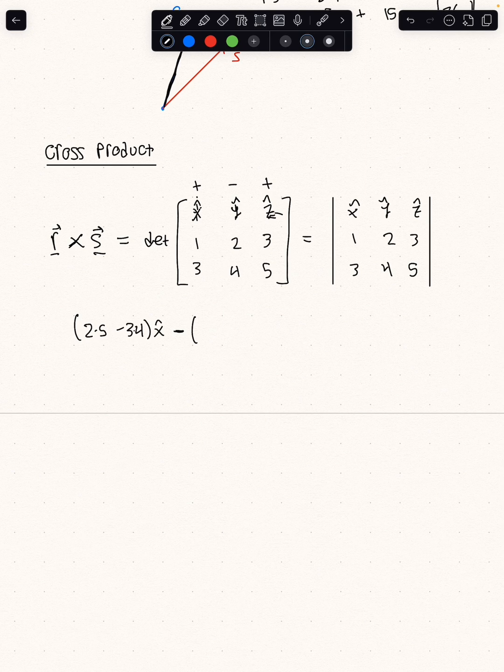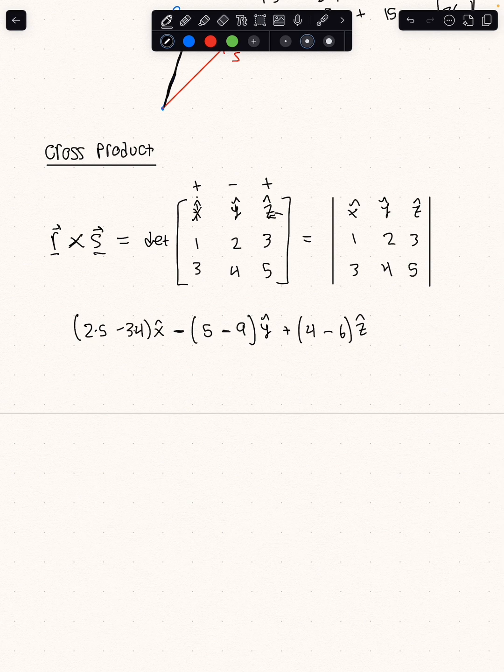And then you would do the same thing as before, but with now the middle column crossed out. So it'd be 1 times 5, so 5, minus 3 times 3, 9. And that is in the y hat direction. And then again, plus, and then cross out the vertical and horizontal of z. And then we do 1 times 4, that's 4, minus 2 times 3, 6. And that is in the z hat direction.